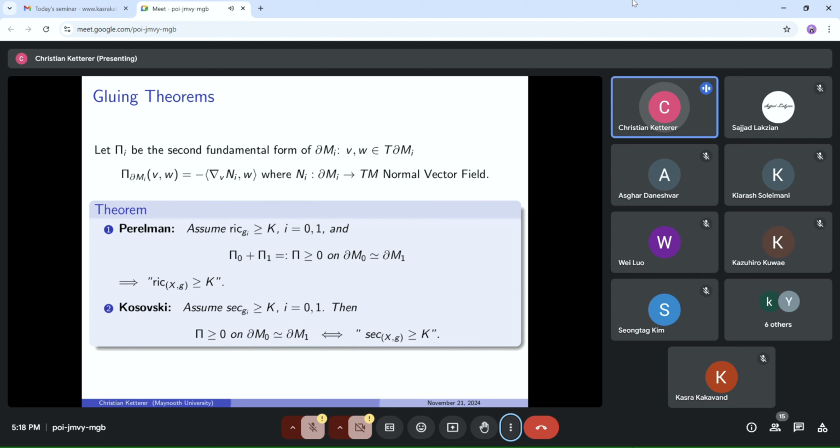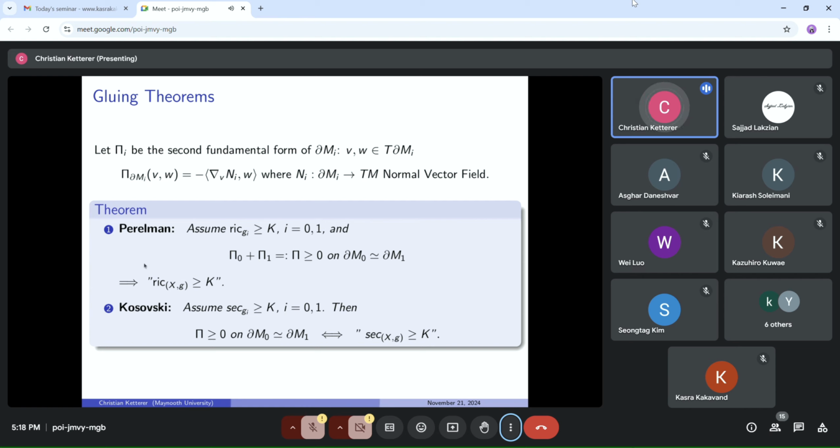And later this was generalized by Kozowski. I think his proof was actually different from the one of Perelman, but he observed that you also get that the glued space satisfies sectional curvature bounds in this generalized sense. And he even observed in this situation that you get an if and only if. So this assumption on the second fundamental forms is not only sufficient, but also necessary to get a lower sectional curvature bound on the glued space.